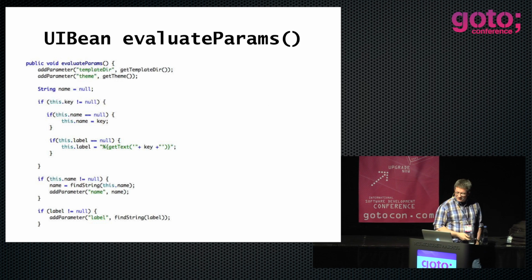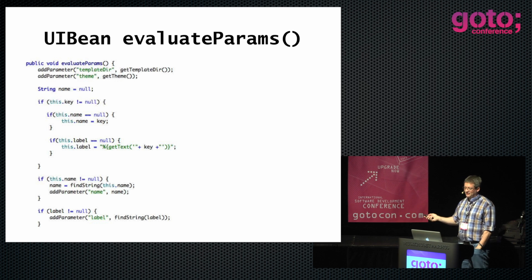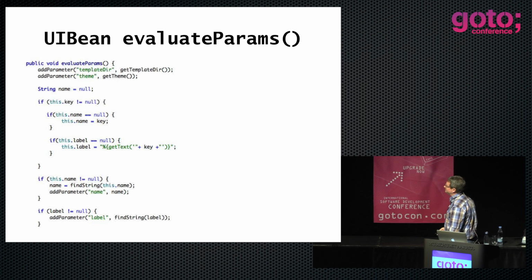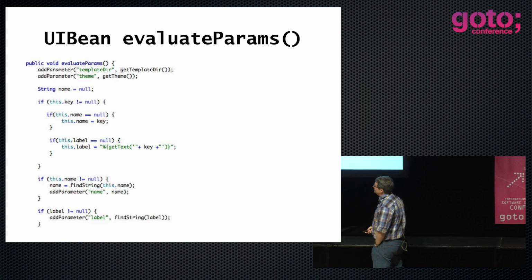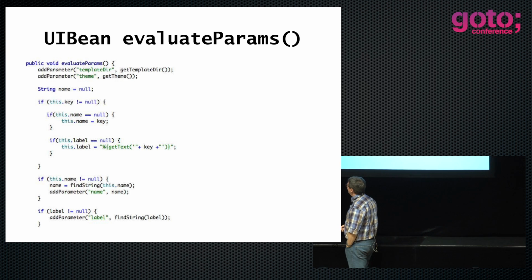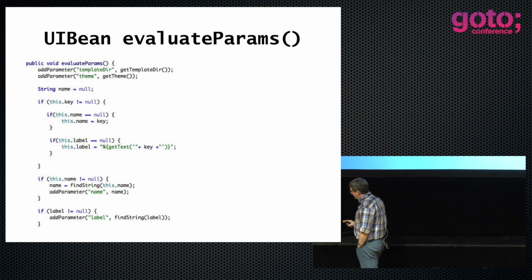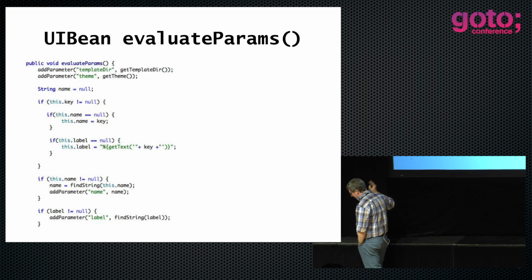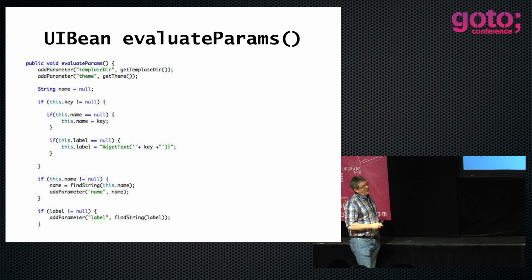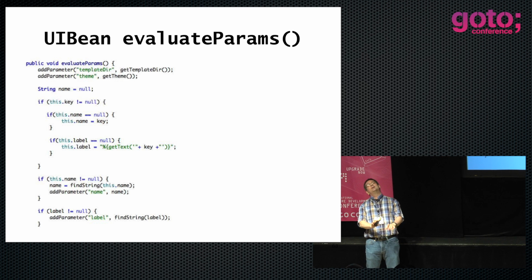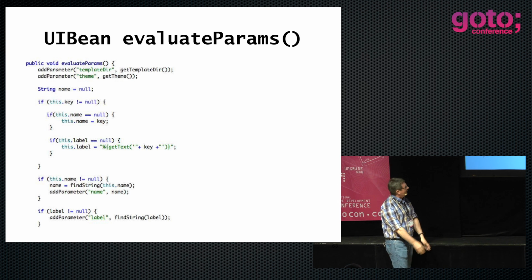So I open up the double list UI bean, and I find this lovely guy. He evaluate params. My very favorite part of this method by far is the very last line of the method, which is evaluate extra params. It's like the developer just got tired of typing at some point. Oh God, okay, evaluate extra params.